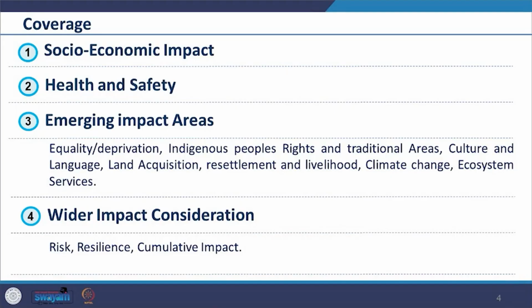So we'll be looking at socio-economic impact, we'll also look at health and safety, then we'll look at some of the emerging impact areas where we have started looking into equality, deprivation, indigenous peoples' rights and traditional areas. We'll look at culture and language, how we have started looking into it, and then land acquisition, resettlement and livelihood, and also look at climate change and ecosystem services, which I had mentioned. And then we'll also look at some of the wider impact considerations such as risk and resilience.